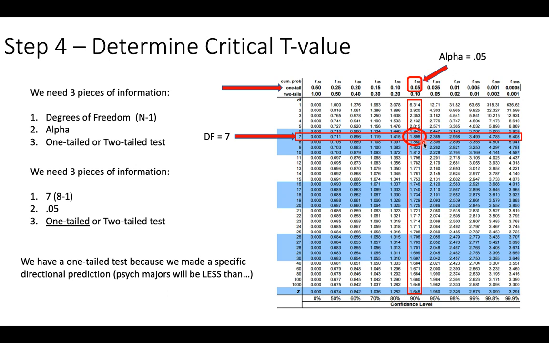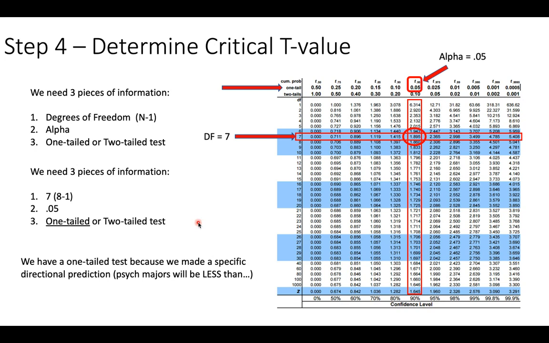So our critical value actually becomes negative 1.895 because I had a negative one-tailed hypothesis, right? I thought that psychology majors would score lower than, less than the average population. Now, had I thought that psychology majors would score greater than, then I would just use 1.895. The table's already positive. I have a positive directional hypothesis, so I keep it positive. But we had a negative directional hypothesis, a one-tailed negative hypothesis, so we need to put a negative sign in front of that.